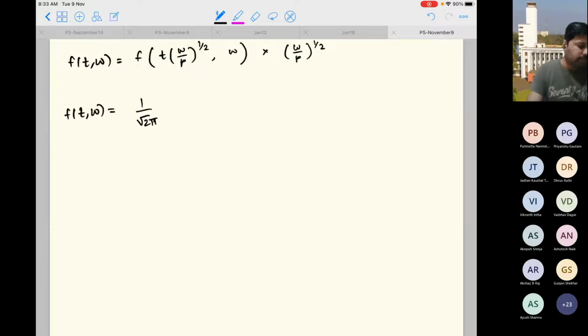So U I'll substitute by this T. So e to the power minus half T square W by P, right? This is what I'll get. So this becomes a little messy, but this is absolutely not difficult. Okay. So this is what you get by substituting this.